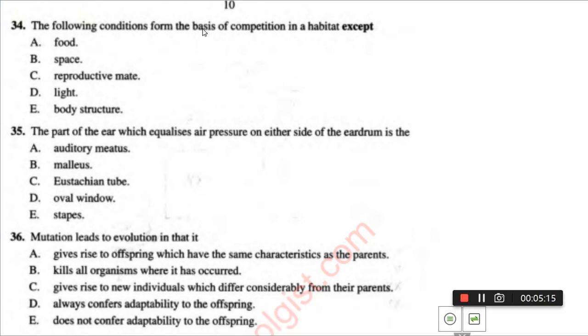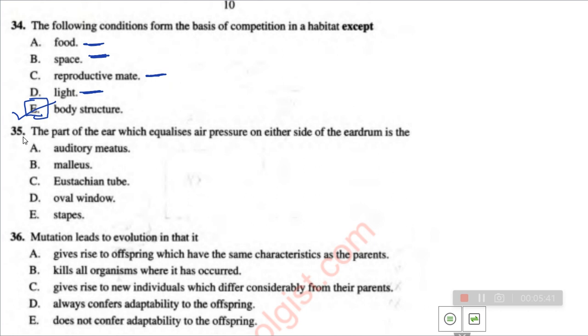The following conditions form the basis of competition in habitat, except... I told you earlier in one of the videos that organisms fight for food, they fight for space, they fight for reproductive mates, they fight for light. But the only odd one out is that body structure is not the basis of competition. So our answer here is option E.